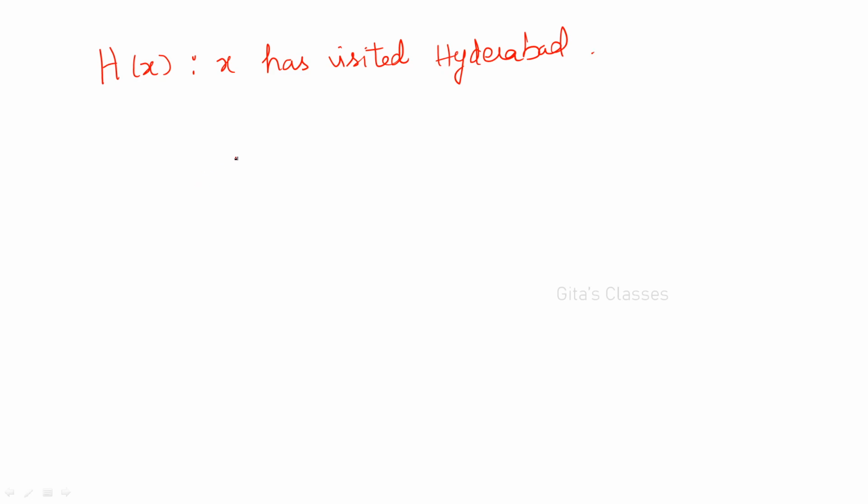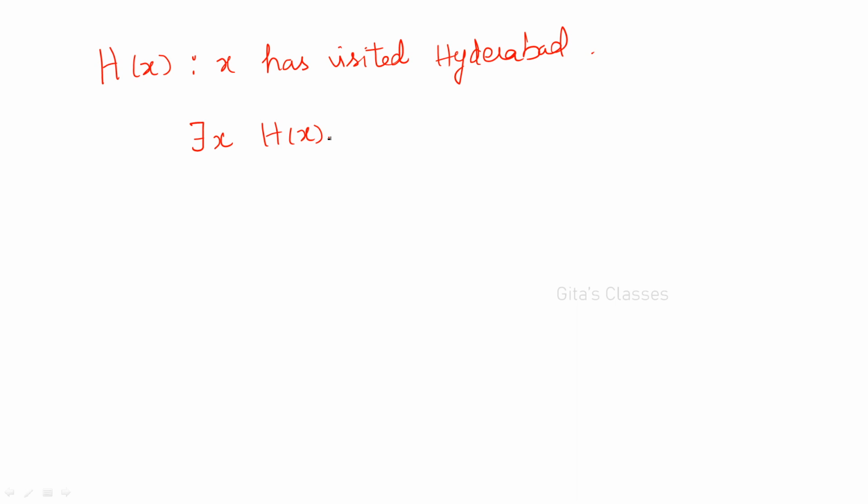Then how will you write this? There is at least one student. Now you consider the domain of discourse. If you are considering the domain of discourse as only the students from this class, how will you write this statement? There is at least one X such that H of X. Okay, this is our statement. There exists at least one student from this class, H of X.